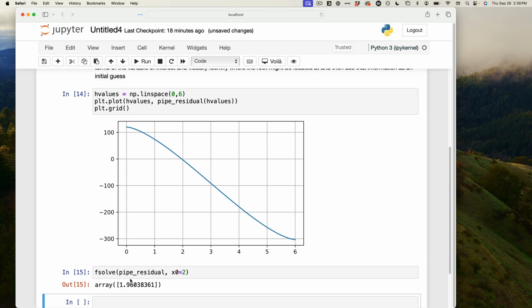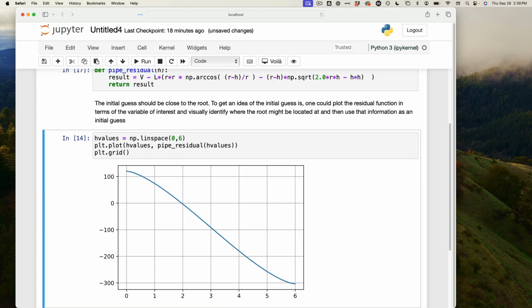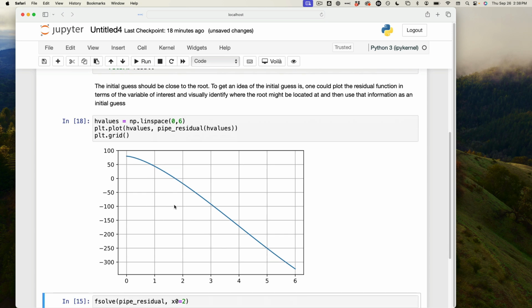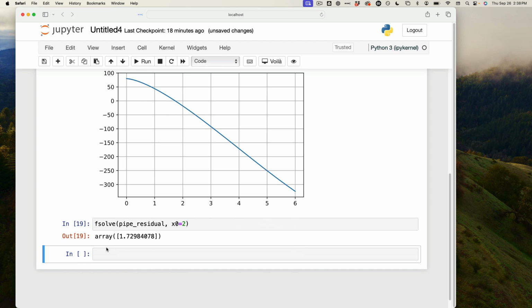Okay. So now let's change V, L, and R again. Let's say we spilled 80 cubic meters. Pipe length is 10, and R is 4. Now my root is somewhere, again, between 1 and 2. So we can run this again, and it's now 1.72 again. So you can use this as you vary those parameters, V, L, and R. But H is your variable of interest. V, L, and R are not variables, they're parameters. But you can change them. But they're not variables. The variable here is H.